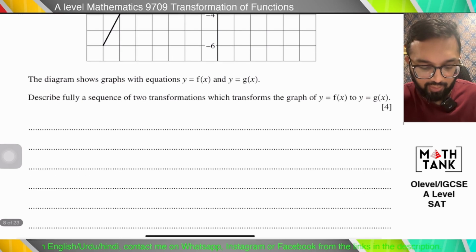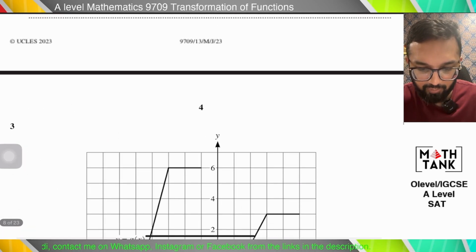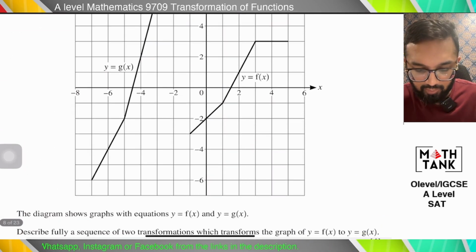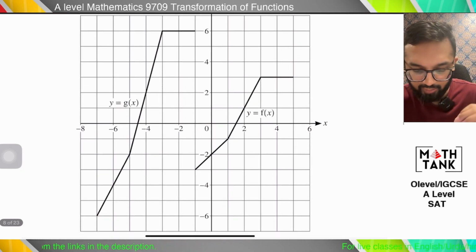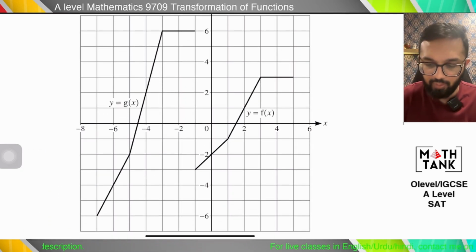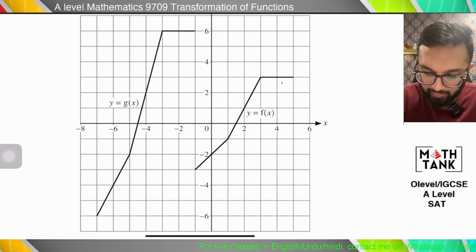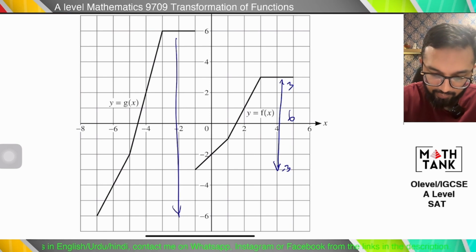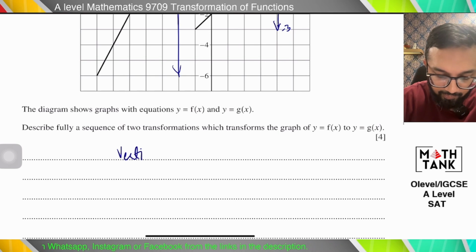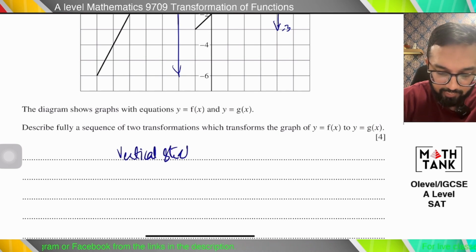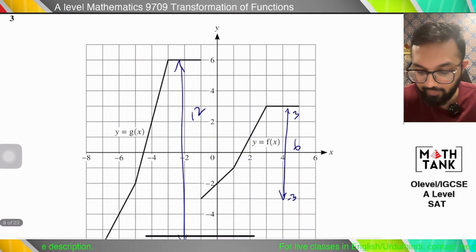Okay, question number 3 from June 23, 1. Okay, this also seems like a set of two transformations. I see that there's a vertical stretch this time. Okay, this distance seems to have gone from -3 to 3, so that was a distance of 6 units, and it's gone up to 12 units. So I see that there's a vertical stretch factor 2.